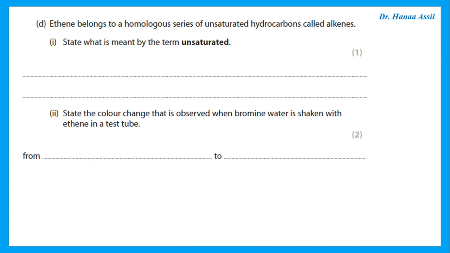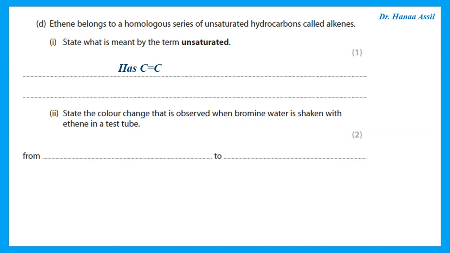Ethene belongs to a homologous series of unsaturated hydrocarbons called alkenes. State what is meant by the term unsaturated. When we say alkenes are unsaturated, that is because it has C double bond C. Alkanes that have no C double bond C are called saturated.